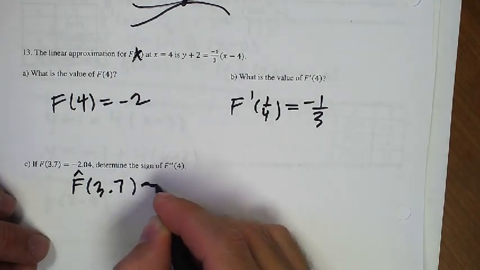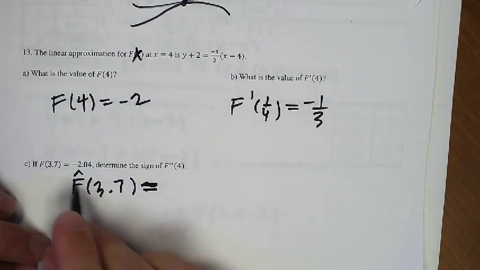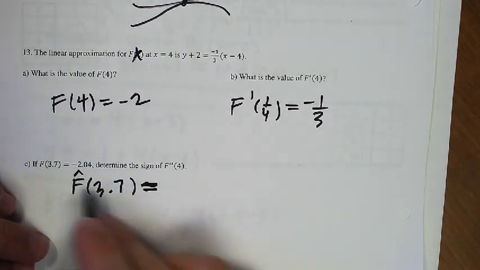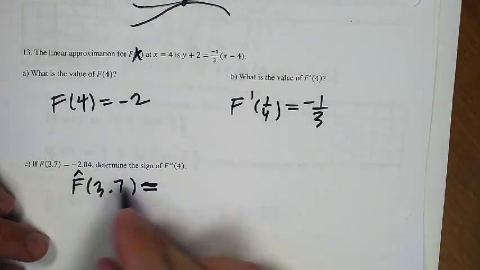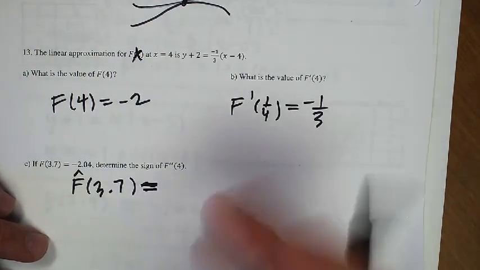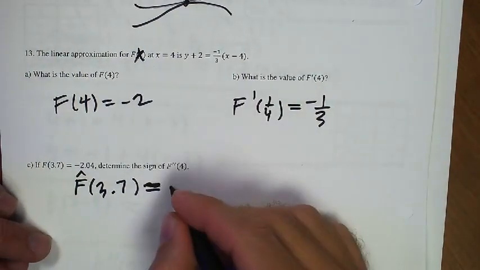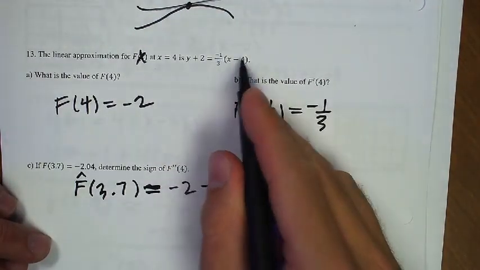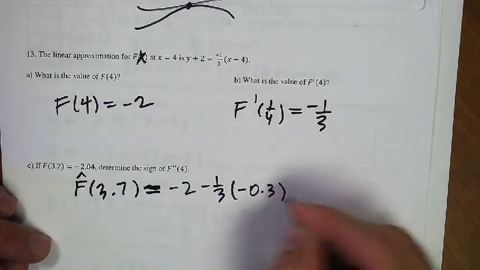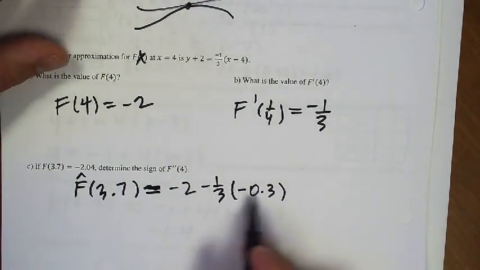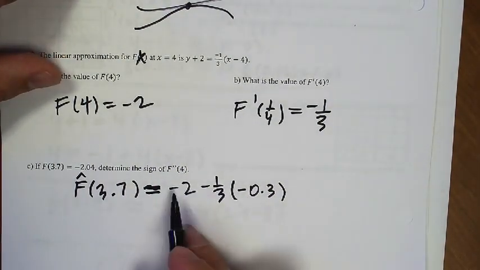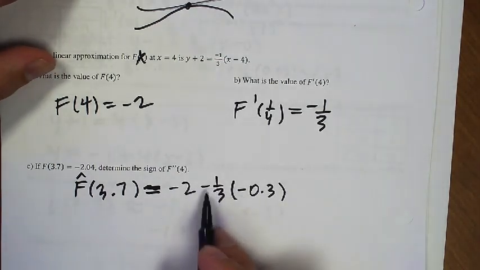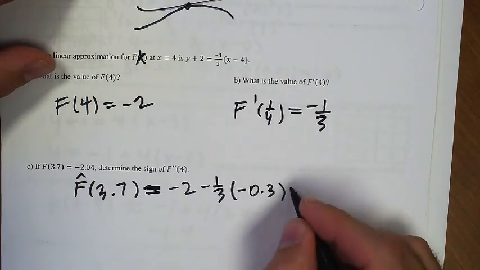I'm going to say the approximation of f of 3.7 is approximately equal to this, but we actually know what it's equal to. So the approximate value of f at 3.7 generated using the line tangent is going to be -2 minus 1/3 of (3.7 minus 4), which is -0.3. 1/3 of 0.3 is 0.1. So -2 plus, because that's going to be a plus, 0.1 is -1.9.